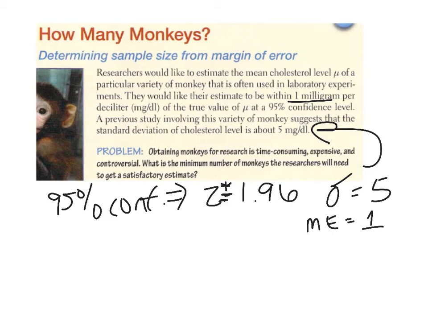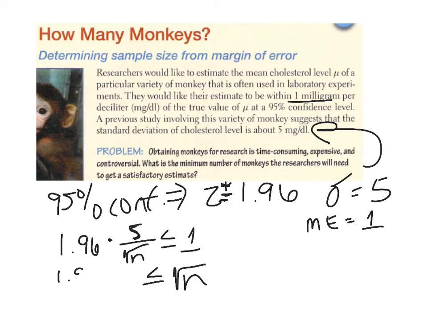So when we plug this into our equation, we get our critical value, 1.96, times 5 divided by the square root of our sample size, and I want that to be less than or equal to 1. When I multiply both sides by the square root of n and divide both sides by 1, I've got that 1.96 times 5 divided by 1 is less than or equal to the square root of n. Square both sides, and I get 96.04 is less than or equal to n.